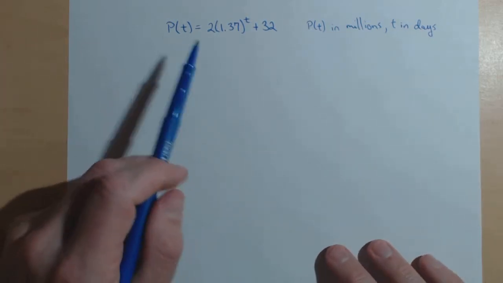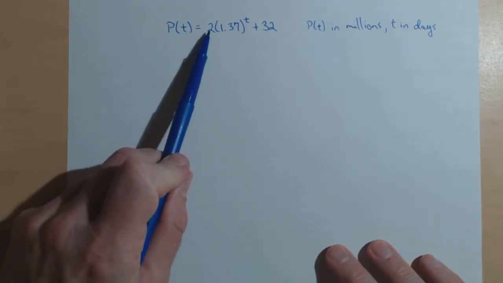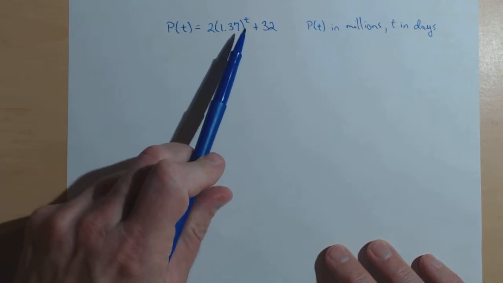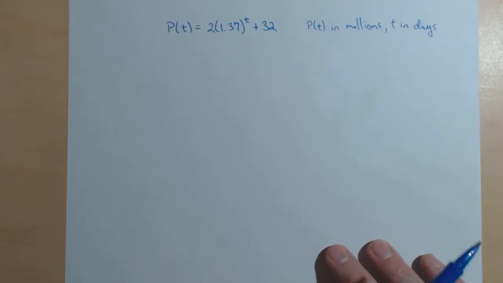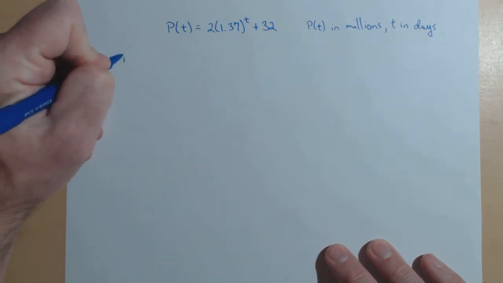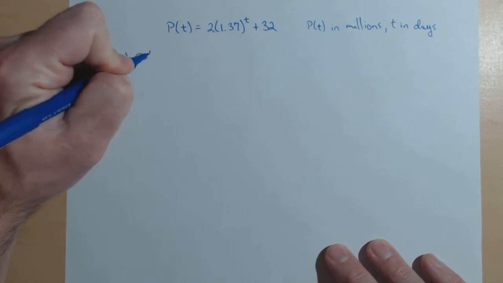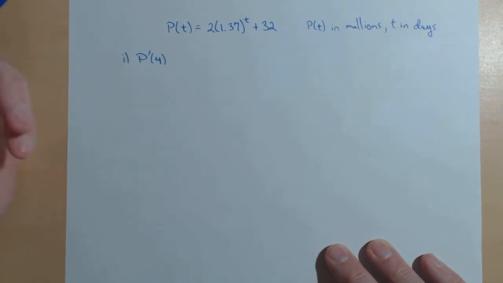So we have a population that's growing according to the model P of t equals 2 times 1.37 to the t plus 32, where P of t is measured in millions and t is measured in days. First thing we're going to do is determine the instantaneous rate at which the population is growing on day 4. So part 1 here, we're going to find P prime of 4.